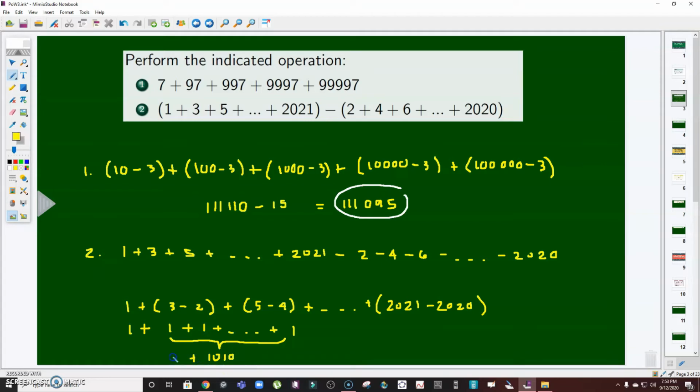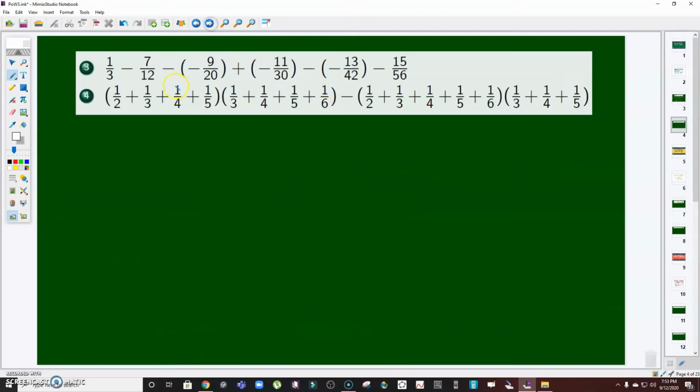So if we're going to add the 1, okay, therefore the final answer in this number 2 is just 1,011. See that? Pretty simple, right? Okay, so let's have the next one.